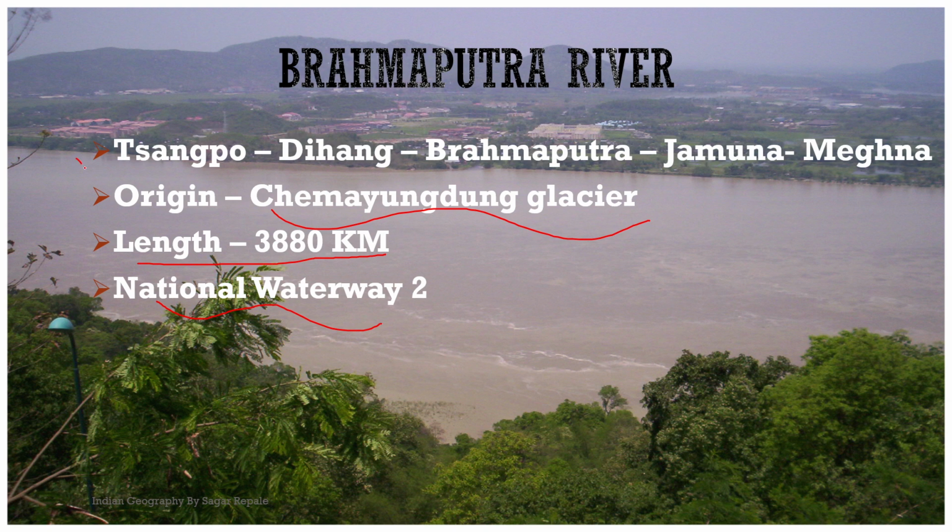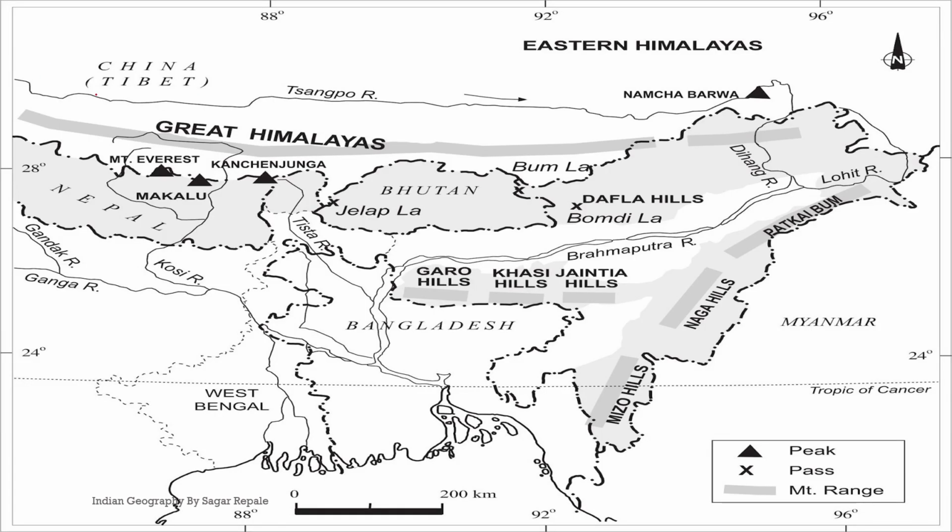Now the first line is: Sangpo, Dihang, Brahmaputra, Jamuna, and Meghna. So what is this? These are the names of the same river, the Brahmaputra River. In Tibet, it is called the Sangpo River. So it takes a U-turn from the Namcha Barwa peak and enters Arunachal Pradesh. When it enters Arunachal Pradesh, this river is called the Dihang River, Dihang or Siang River.